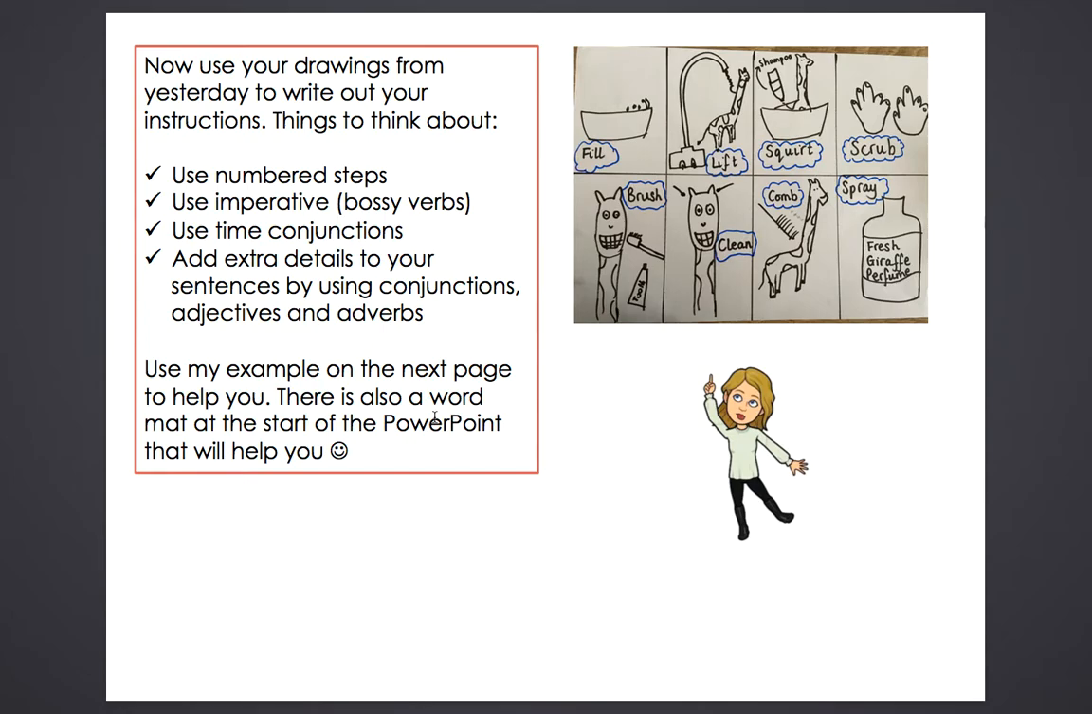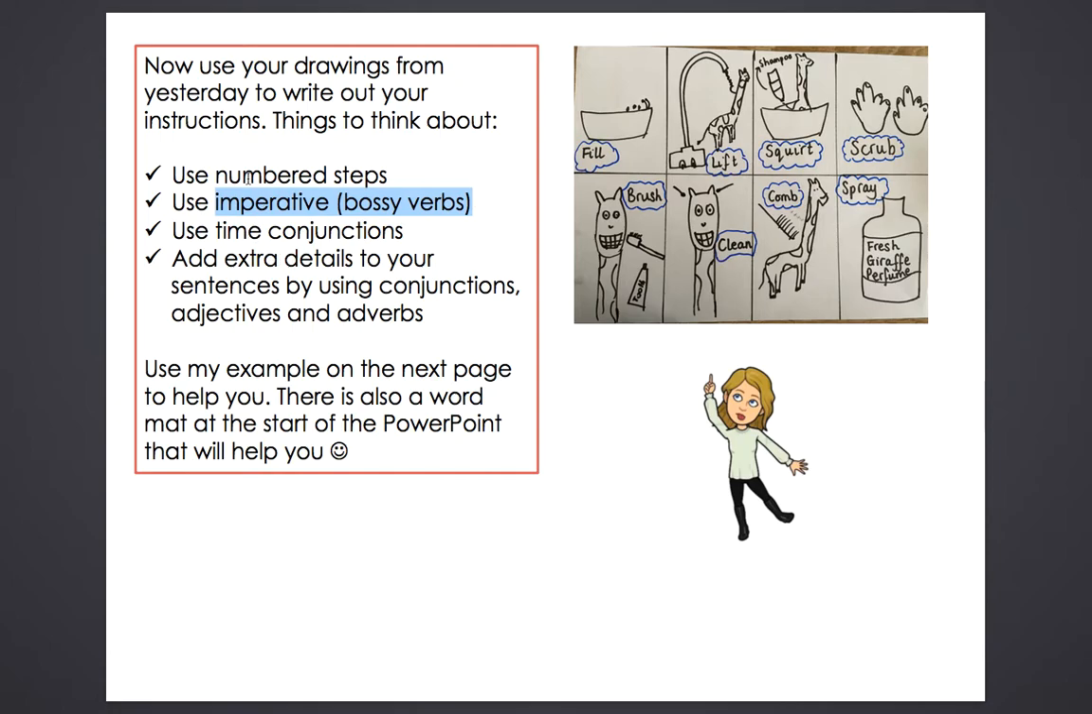Next, you're going to use your drawings that you did yesterday and your imperative verbs to help you to write the instructions. Okay, so remember the instructions, they're not huge, long, waffly sentences. They're short and snappy so that the reader knows exactly what to do. So we're using those imperative bossy verbs like fill up the bath, lift the giraffe into the bath. Squirt on the shampoo. Okay?